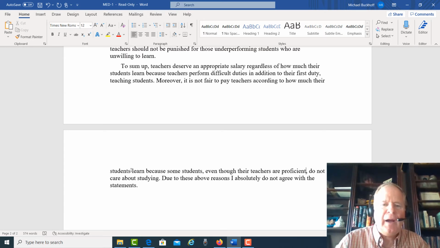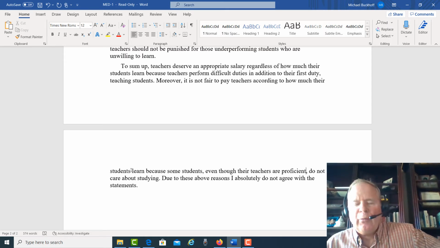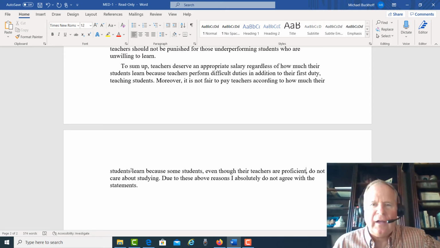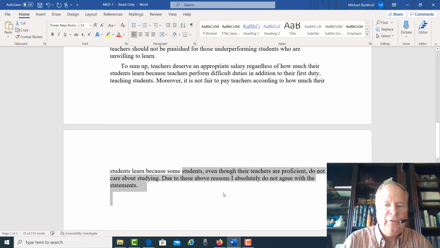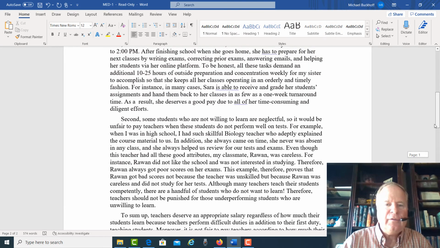So yeah, be careful about using a lot of those simple, really words like good, excellent. They really don't do a lot. So, even though their teachers are proficient, do not care about studying. Due to these above reasons, I absolutely do not agree with the statement. So you can kind of end it like that. So I think that's it.